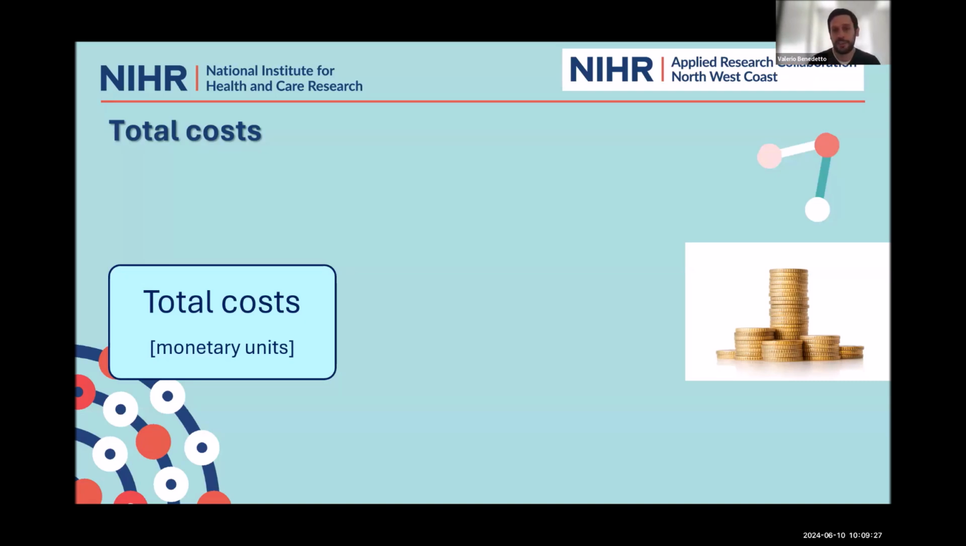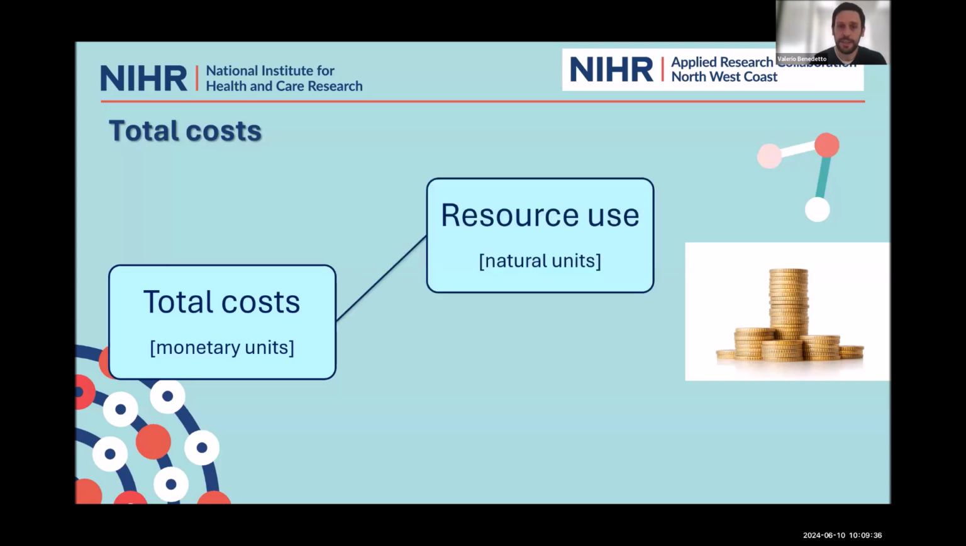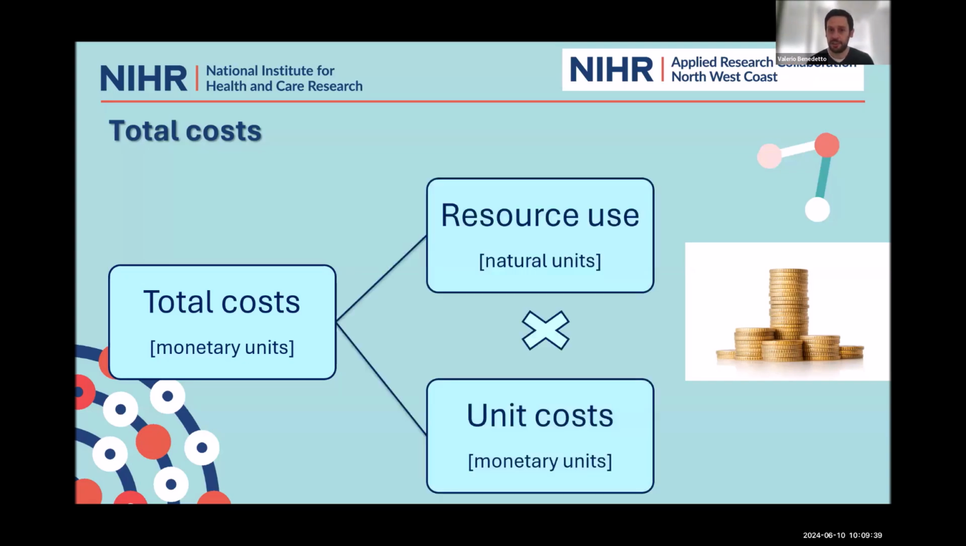As I was mentioning, total cost, as you expect, is something that authors are going to report in monetary units, so using a particular currency, and is the multiplication of resource use and unit cost. Now, resource use is something that authors express or report in natural units. Unit cost, again, is something that is going to be reported in monetary units. Just to give you an example, let's suppose that, for example, tonight you have to host some guests, right?